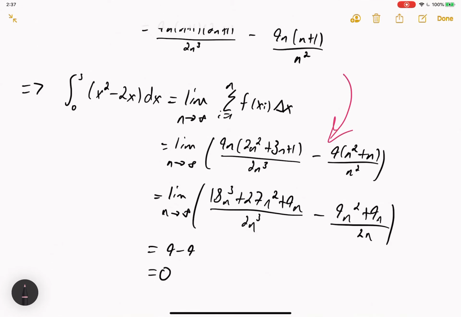So lastly, this is where we're going to get to the definite integral. The definite integral is going to, again, be the integral from 0 to 3 of x squared minus 2x dx, because we're doing it over 0 to 3, and x squared minus 2x is going to be our integrand.